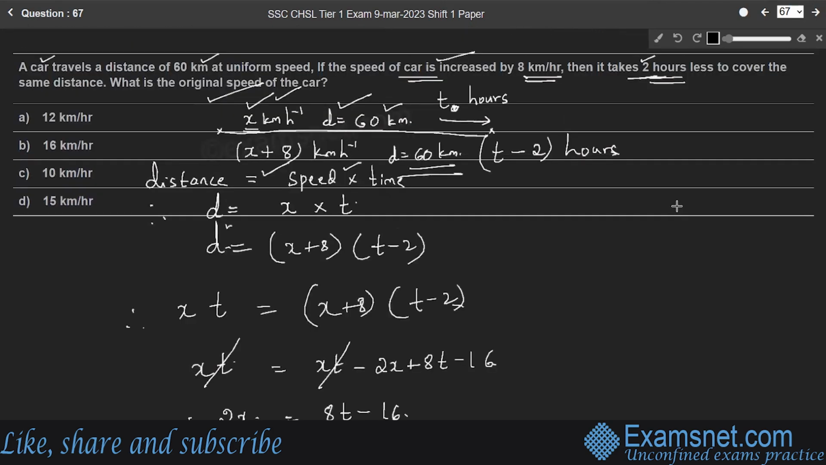So distance is equal to x into T. Right? So at first it is distance is equal to x into T. So what is distance here? 60 is equal to x into T. Right?